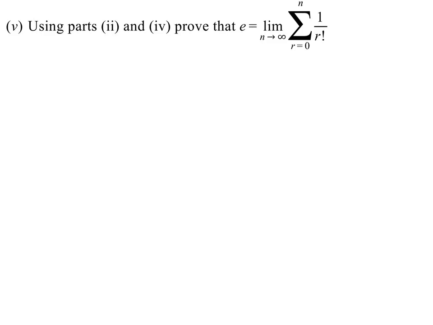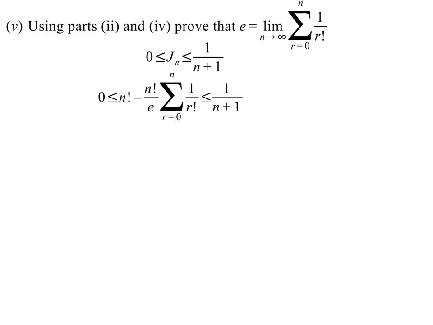Now use parts 2 and 4 to prove that e is equal to this limit as n approaches infinity of all that. What do I know about Jn? Remember part 2, we proved it was less than or equal to 1 on n plus 1. I've just added in the 0 as well because it's got to be positive, we know that. Sub in what we just found, so I'm now using part 4. Somehow I've got to get e out of this. Well, I want to get e.